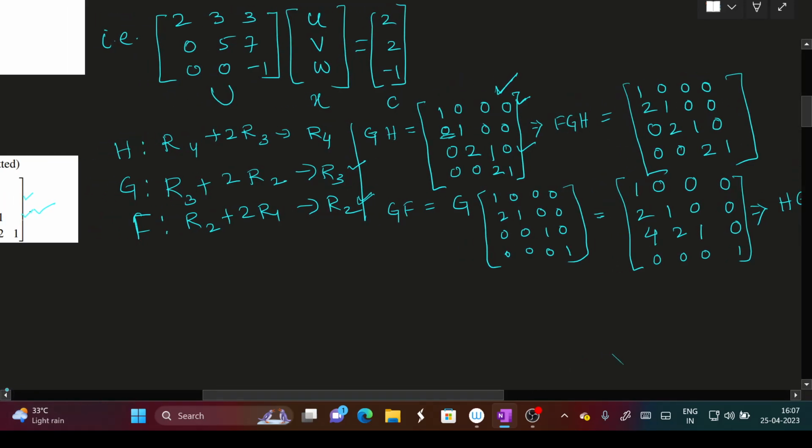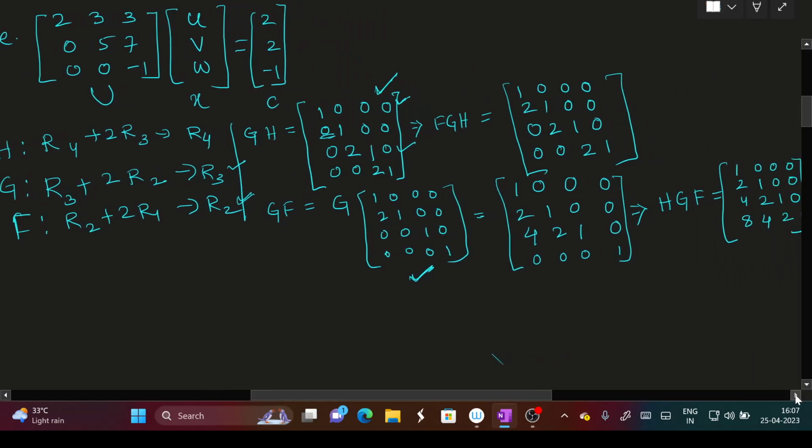Next question is HGF. So this is my F matrix, previously given. On the F matrix, I want to do this G operation, that is, multiply the second row with 2 and add the resultant to the third row. So I will get 4, 2, 1, 0, and the rest of the rows remain the same.